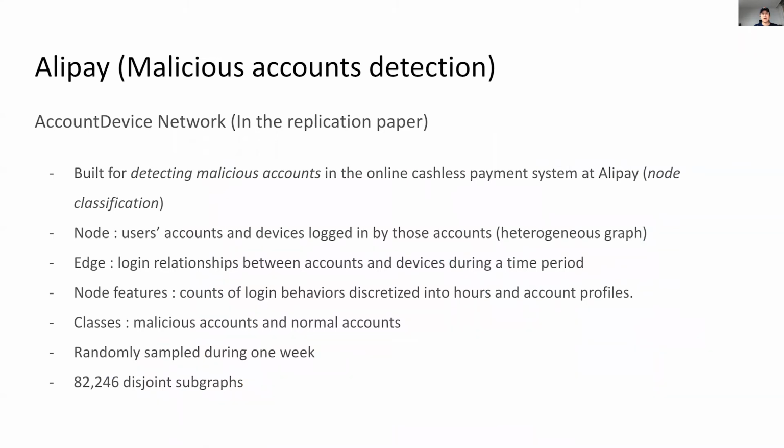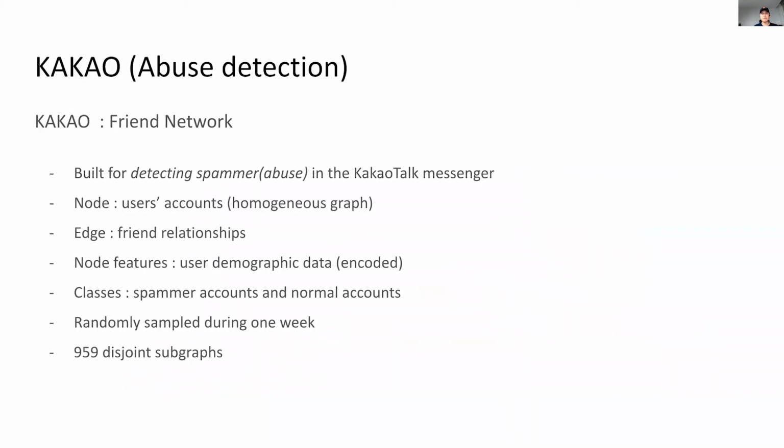The Alipay dataset is a type of account-device network. In this project, we do not use this dataset. Instead of the Alipay dataset, we use the Kakao dataset. We create a network to perform the task of detecting spammers who send spam messages using KakaoTalk. The dataset is a random sample during 1 week. Because it is actual company data, all data is encoded. It took a lot of time to collect and pre-process the data.